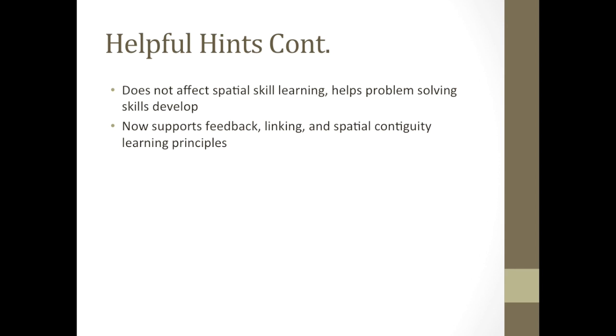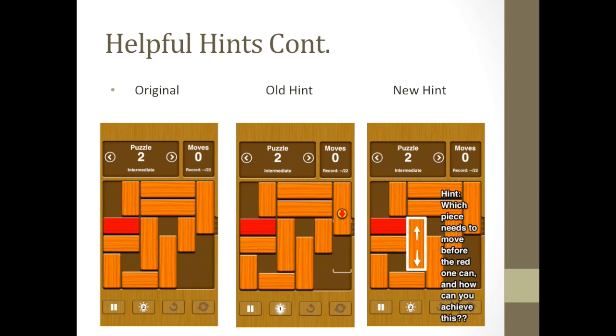This will also provide a sort of feedback to players by linking them with helpful instructions by asking questions while highlighting the blocks in question to promote spatial contiguity. On the left is the original. In the middle is the current hint system that just solves the puzzle for the player. And on the right is my version of a hint, which asks a question to try and get the player to think about which moves should be made and why, and then highlights the high-profile block.